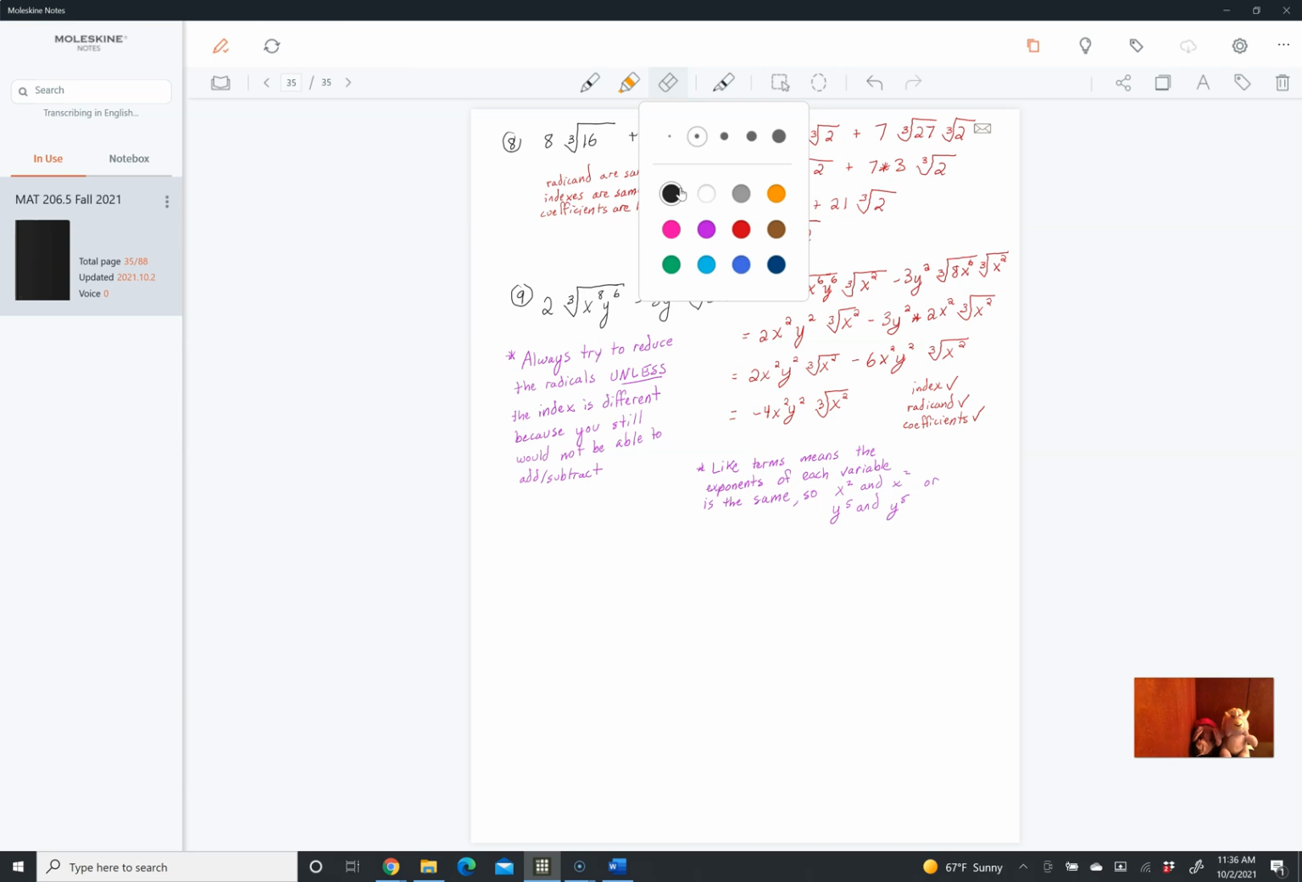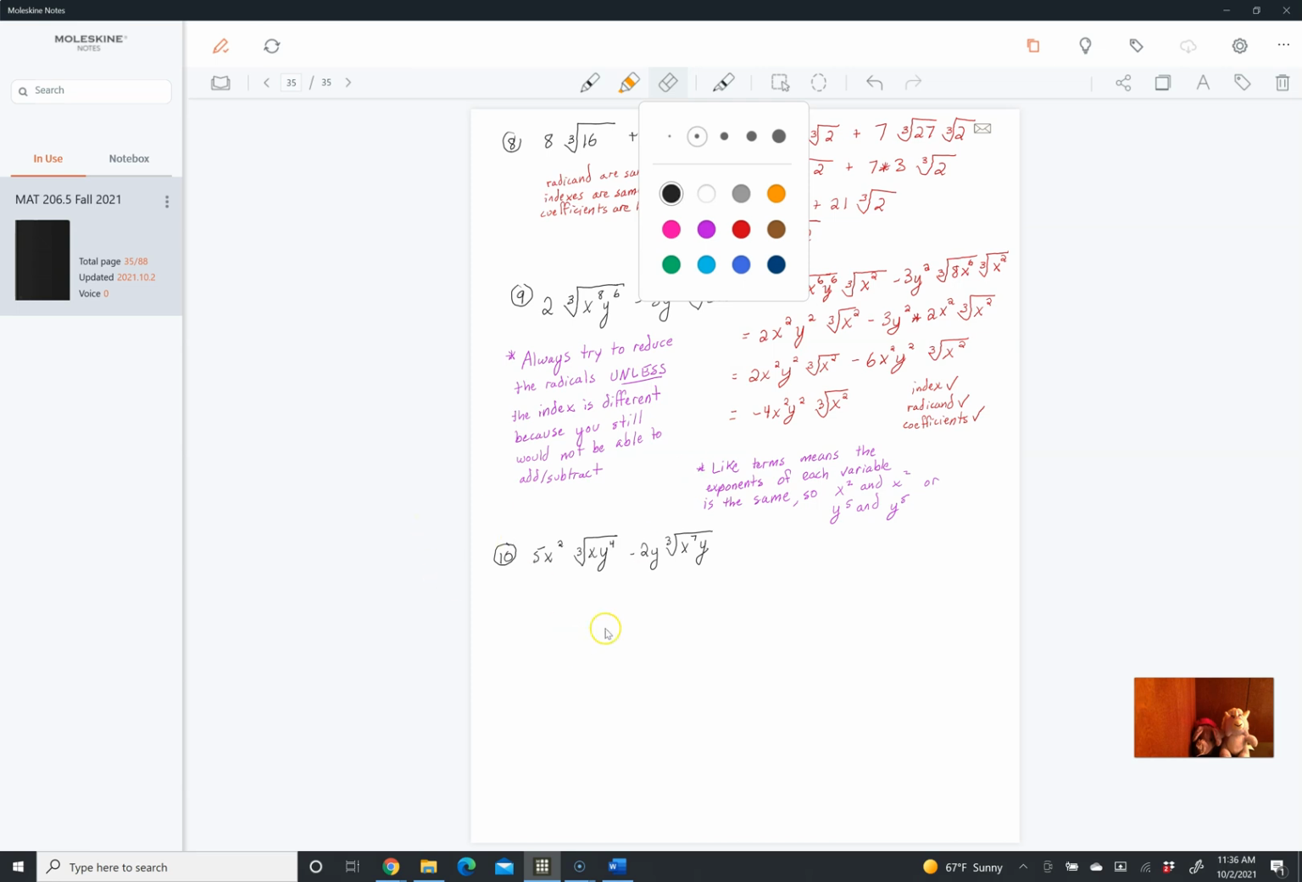So I have 4 more for you. So the next one, we have 5x squared, cube root of x, y to the 4th, and then minus 2y, cube root of x to the 7th, y.